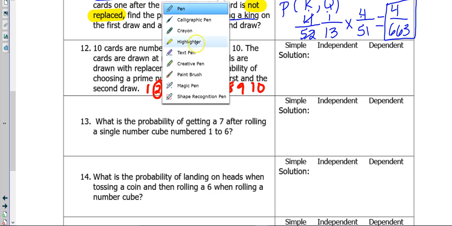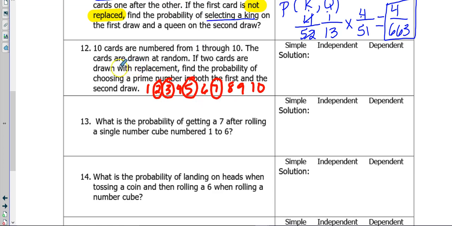And again, if you look in our problem, this is with replacement. So that means we're going to put the card back in. We're going to draw a card, we're going to put it back in, and then draw another card. So this is going to be independent. Because we're putting that card back in, the second draw is not dependent on the first.